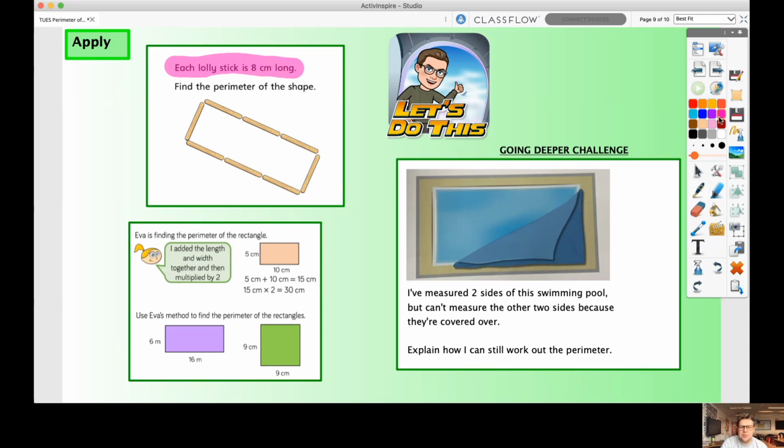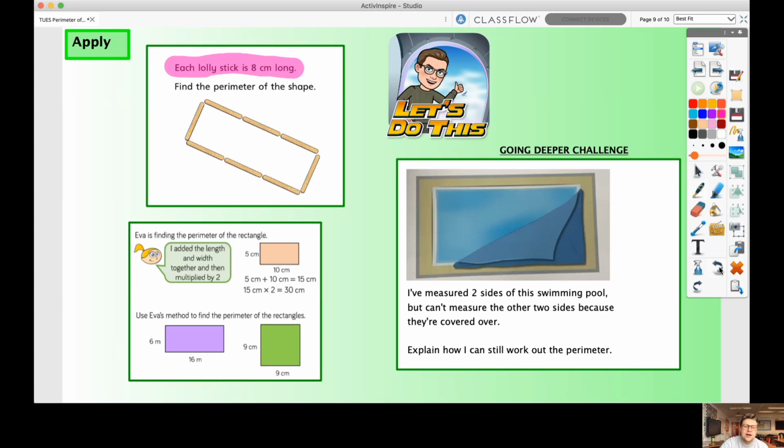And then I need to think about how many lolly sticks I've got. So I've got 1, 2, 3. So what's 3 times 8? Because that's going to give me that side. And then 1 here, which is going to mean that these sides are 8 centimeters long. Okay, there's your hint. So you can work that one out.